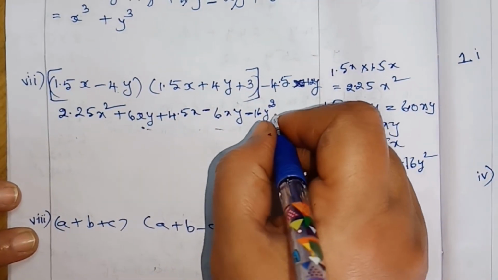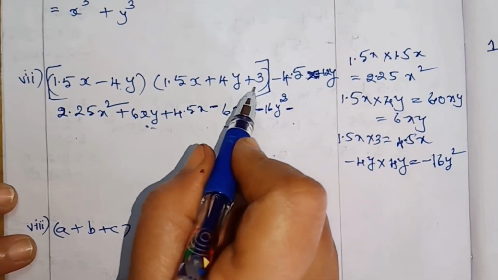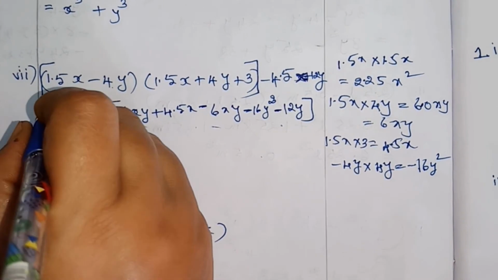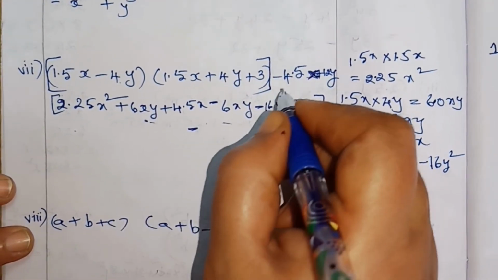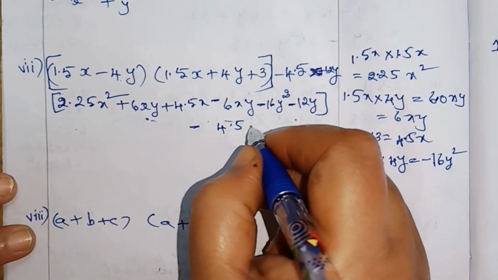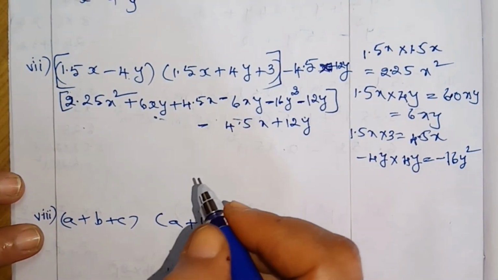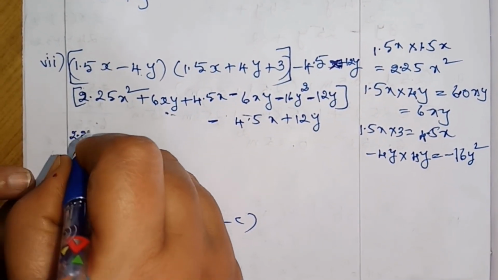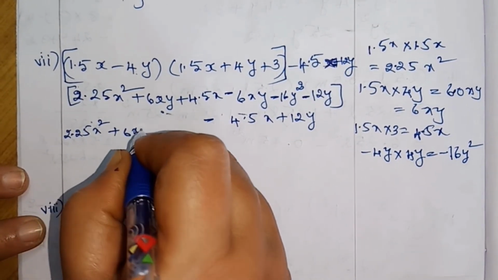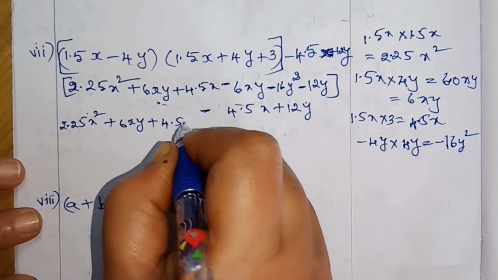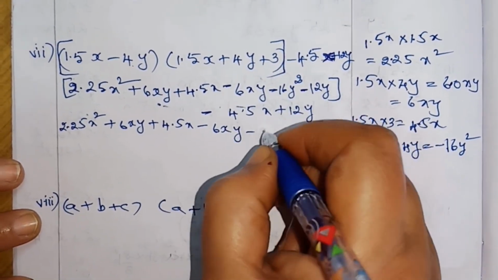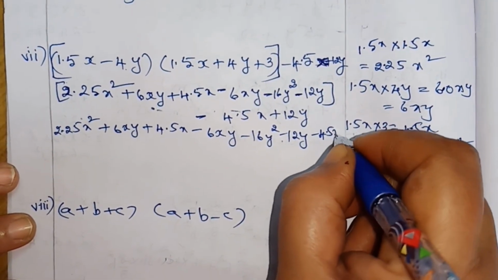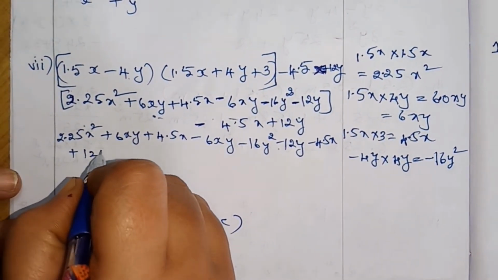Minus into plus is minus. 4 3s are 12. So it is 12y. Minus 4.5x plus 12y. So now we remove the brackets. It is 2.25 x square plus 6xy plus 4.5x minus 6xy minus 16y square minus 12y minus 4.5x plus 12y.